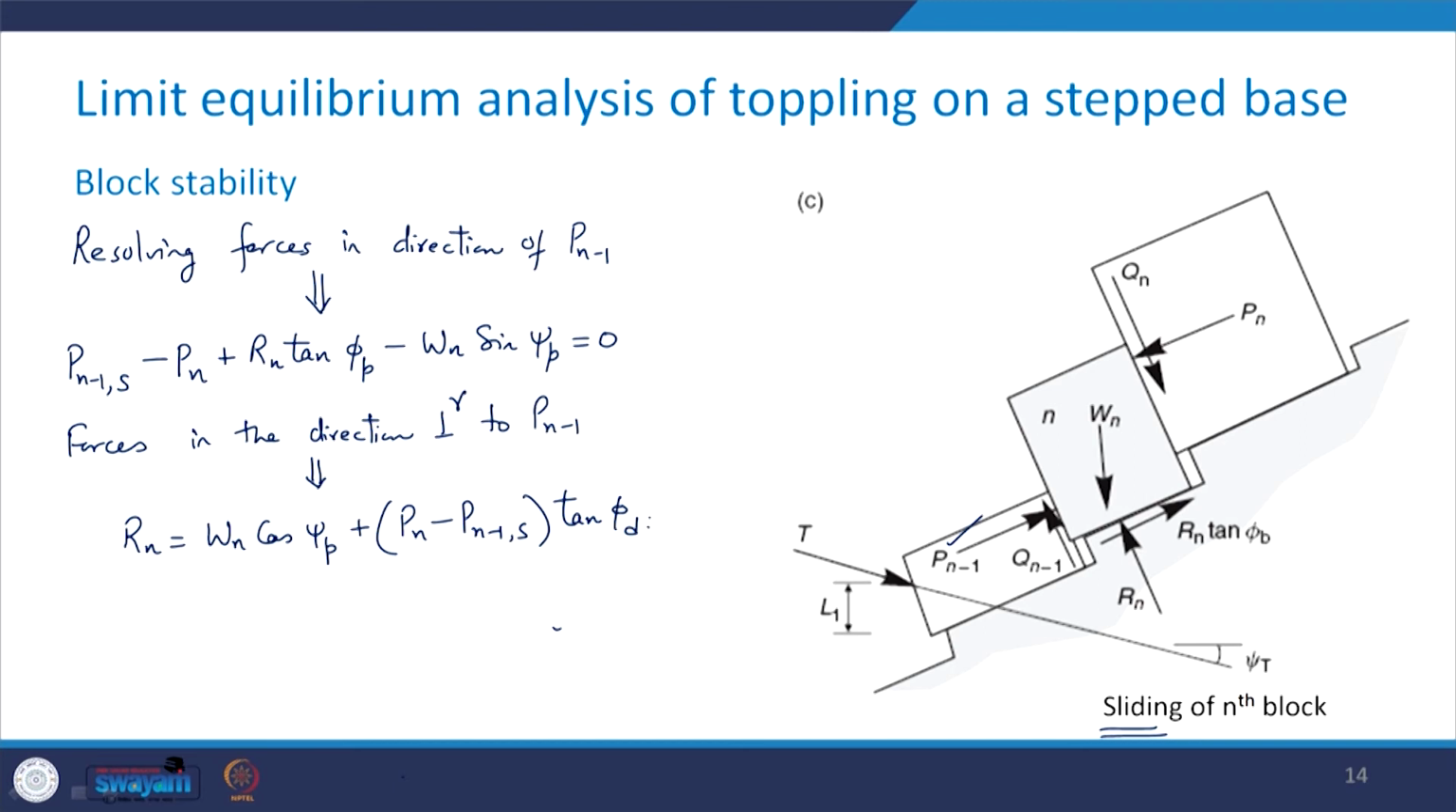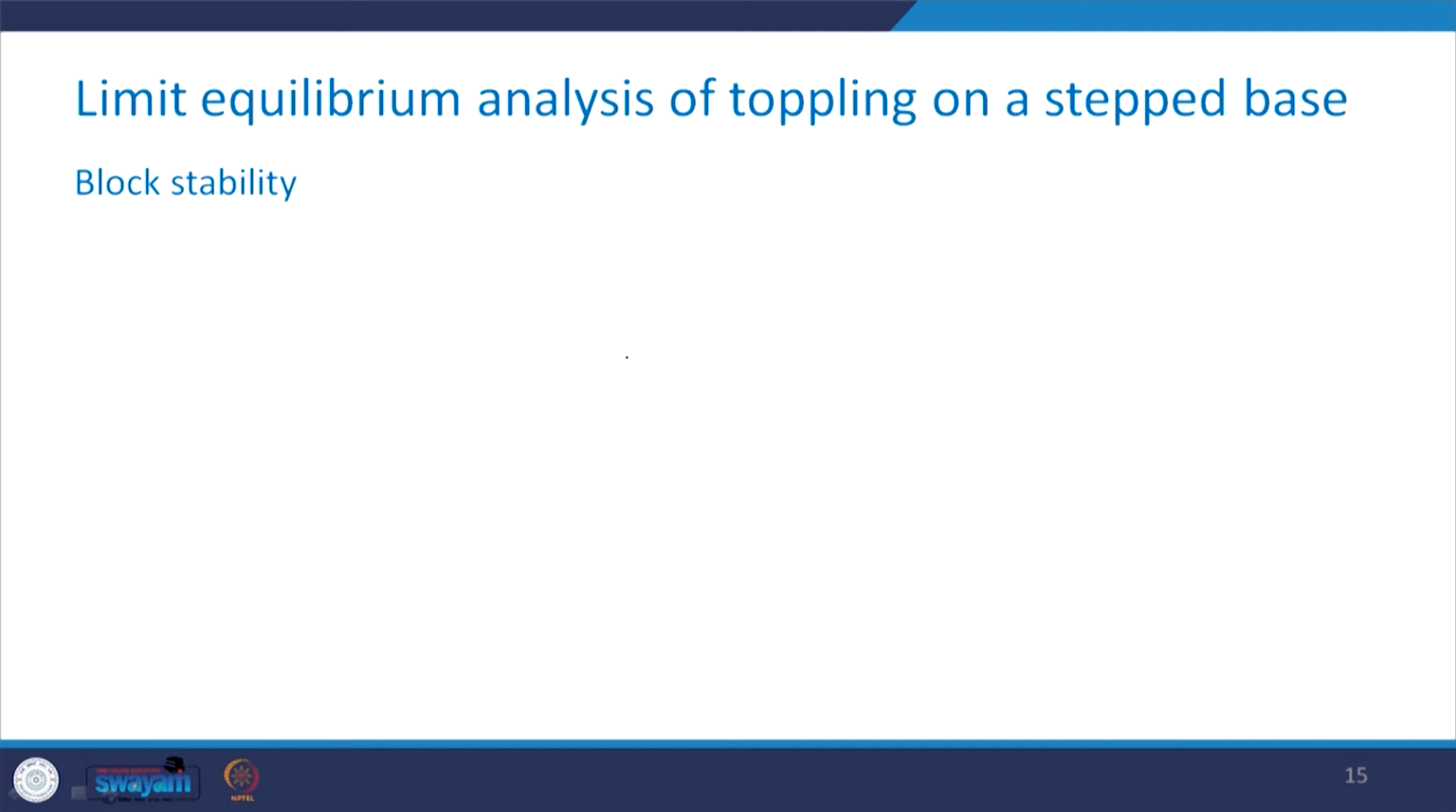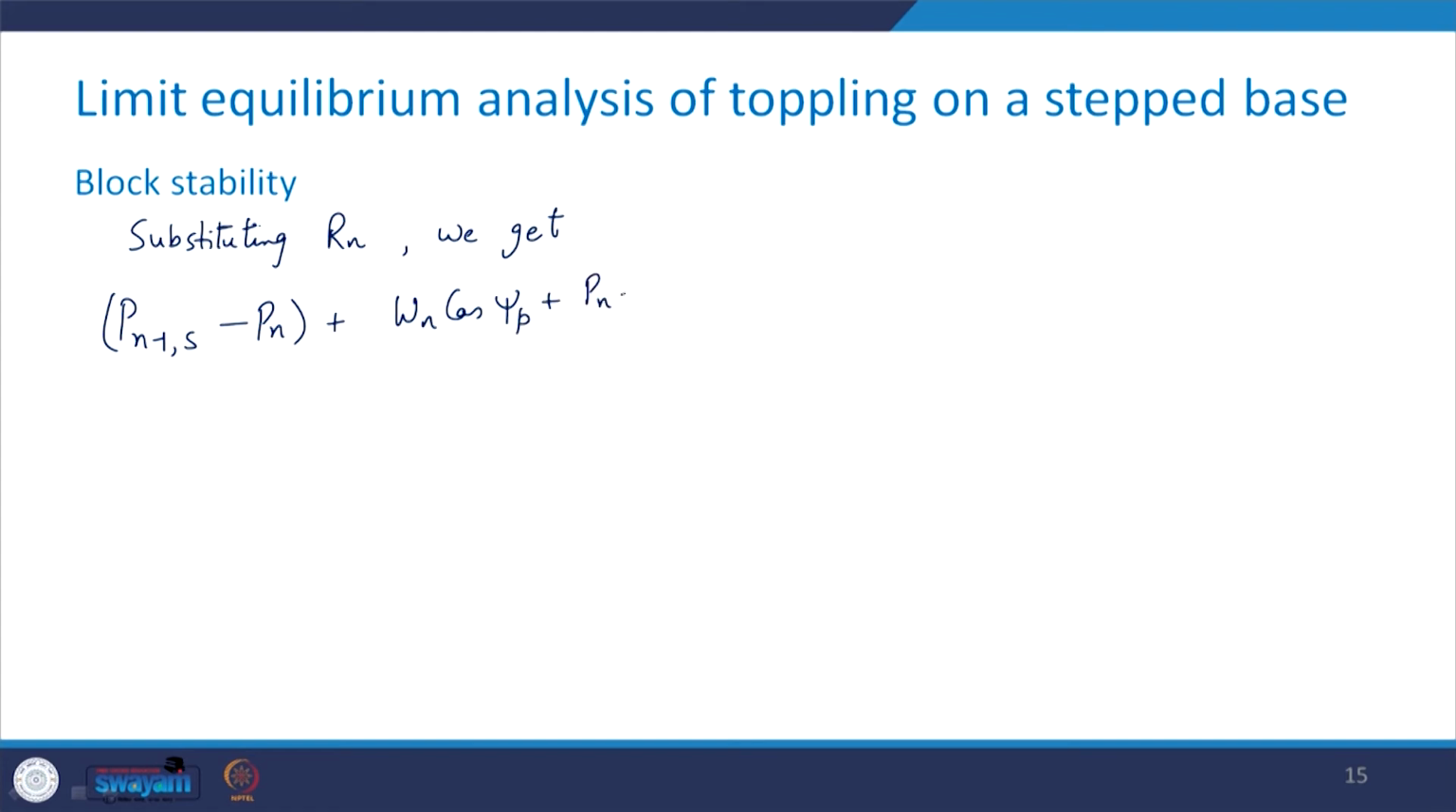Now, if we substitute this expression of Rn in this equation, what we are going to get is, it will be Pn minus 1 comma S minus Pn plus Wn cos of psi p plus Pn minus Pn minus 1 comma s into tan of phi d, into tan of phi p minus Wn sine of psi p, this is equal to 0.